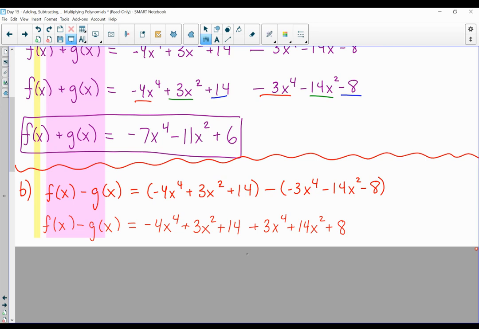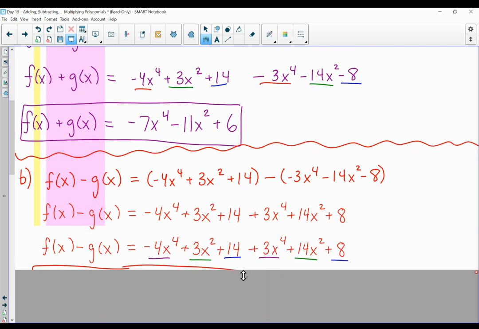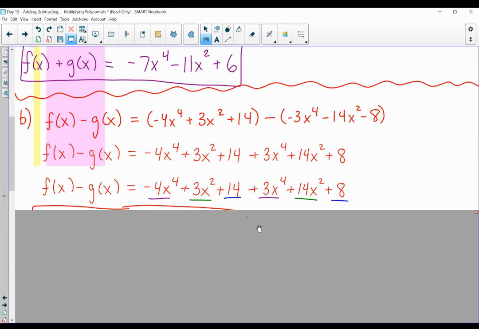Now I'm just combining like terms. So I just need to identify my like terms just like I did before. Those are my like terms. And now I'm going to do the addition. Negative 4x to the fourth plus 3x to the fourth gives me a negative x to the fourth. 3x squared plus 14x squared gives me 17x squared. And 14 plus 8 gives me 22.